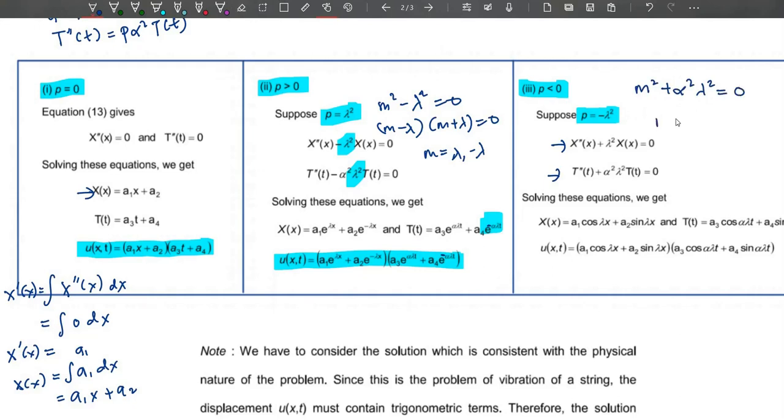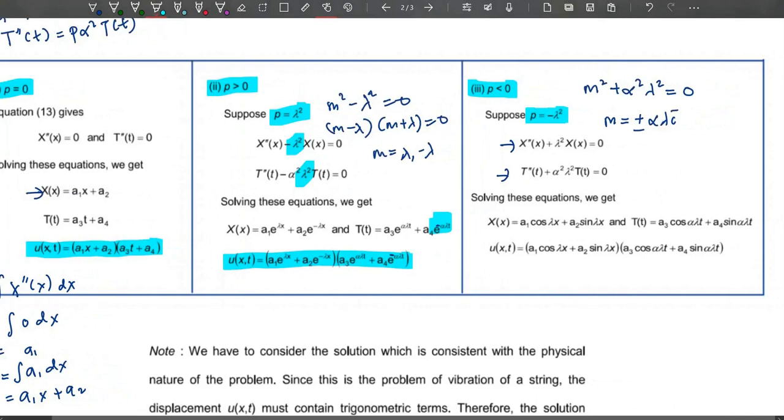Using the quadratic formula, you will obtain m equal to plus minus alpha lambda i, a complex number. So that's why here it will be X of x equal to A1 cos lambda x plus A2 sin lambda x. And then next, T of t is equal to A3 cos alpha lambda t plus A4 sin alpha lambda t. And U of x,t is the multiplication of X of x and T of t.